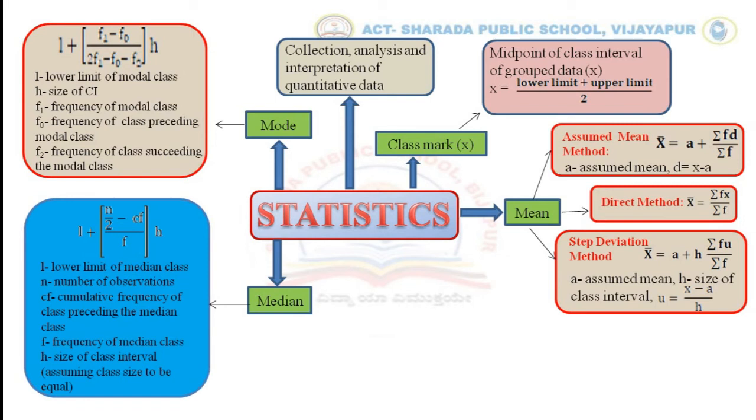Next, there is an empirical relation between these three measures of central tendency: mean, median and mode, and it is given by the formula 3 median is equal to mode plus 2 mean.